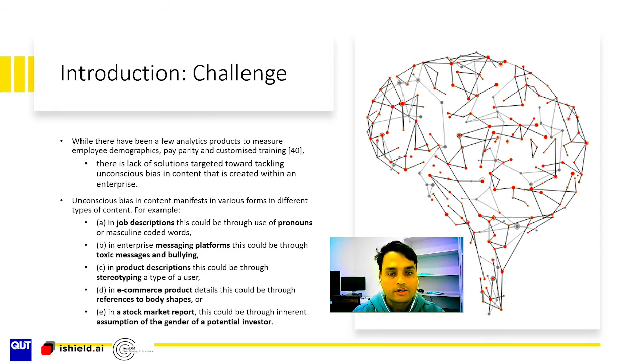Enterprise-generated contents can include unconscious bias in several forms. For example, it can be through the incorrect use of pronouns in job descriptions. It can be through toxic messages and bullying in enterprise platforms, or through the reference of body shape in e-commerce products, or stereotyping of a user in product descriptions, or maybe an assumption of gender of a potential investor in a stock market report.